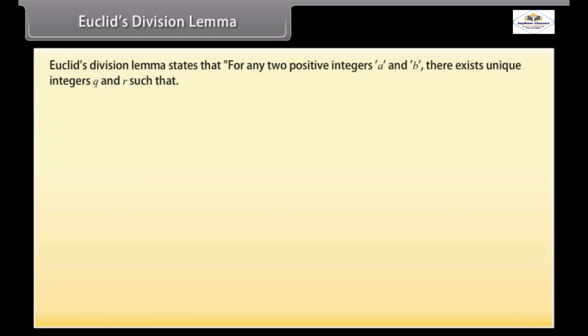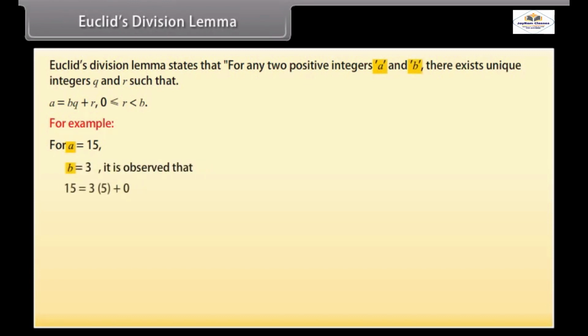Euclid's division lemma. Euclid's division lemma states that for any two positive integers a and b, there exist unique integers q and r such that a is equal to bq plus r, 0 is smaller than or equal to r, which is smaller than b. For example, a is equal to 15, b is equal to 3. It is observed that 15 is equal to 3 into 5 plus 0, where q is equal to 5 and r is equal to 0.